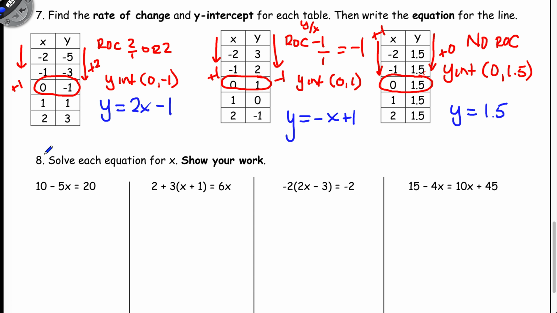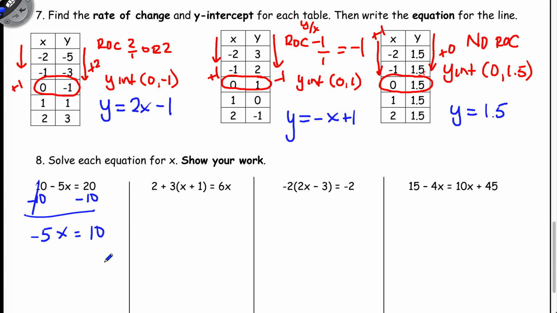Okay, last few problems here. We're just going to solve for x. I can't get rid of that x yet. I have to get rid of the 10. Now this 10 is over here. It's a positive 10. So what's the opposite of positive 10? Negative 10. So I'm going to subtract 10 from both sides. Those cancel and I get negative 5x equals 10.